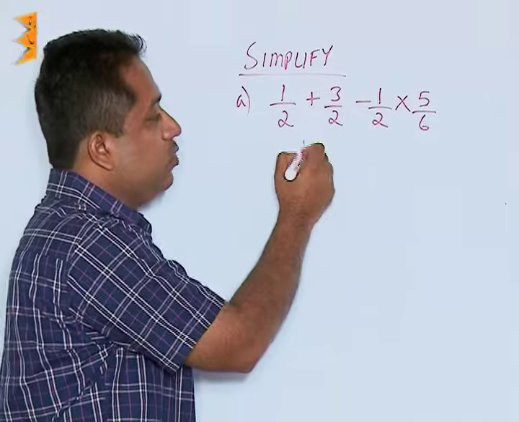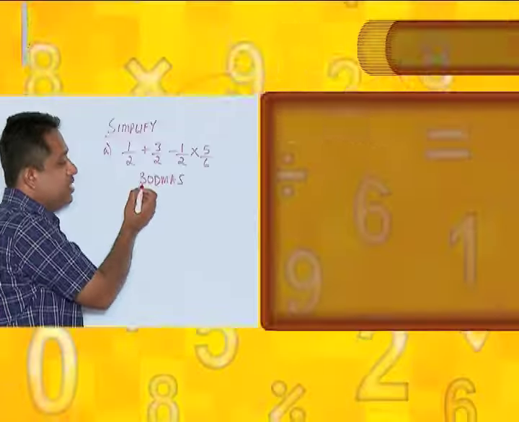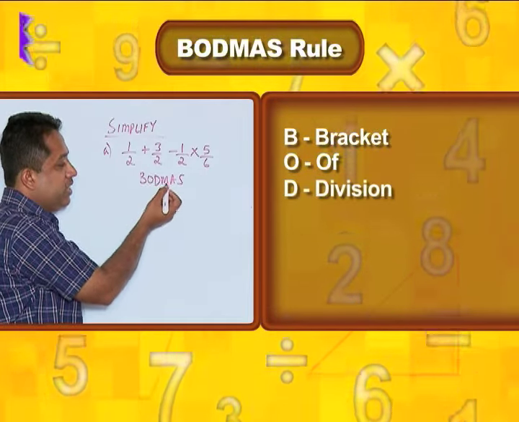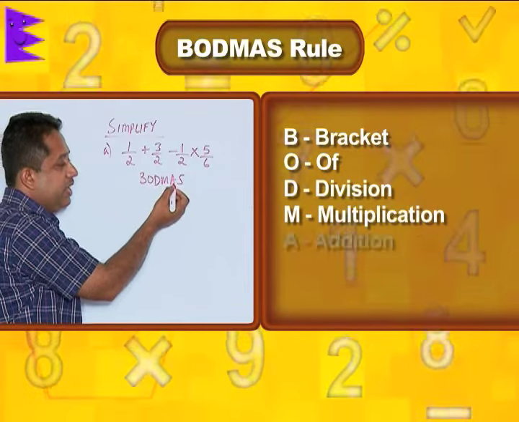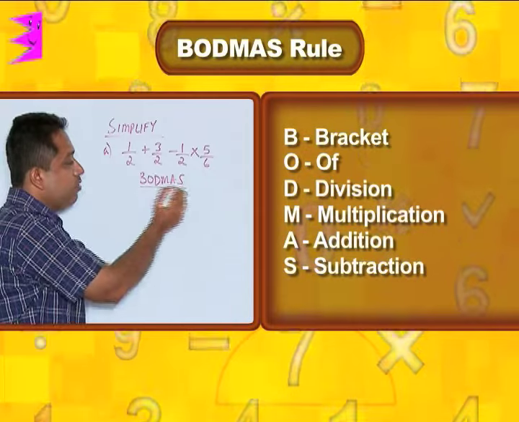For that we use the BODMAS rule. Now, the BODMAS rule is: B stands for bracket, O stands for of, D stands for division, M is multiplication, A is addition and S is subtraction. So, this is the order which we are going to follow.